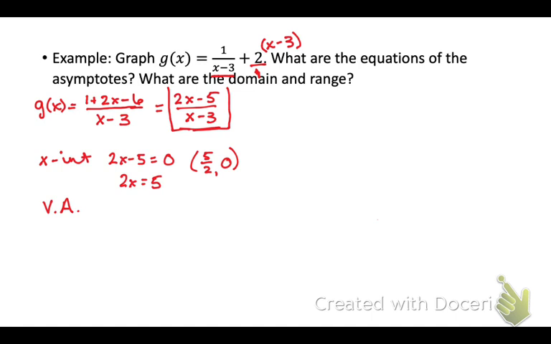Okay, equals 0. So we have x minus 3 equals 0. So x equals 3 is the vertical asymptote.